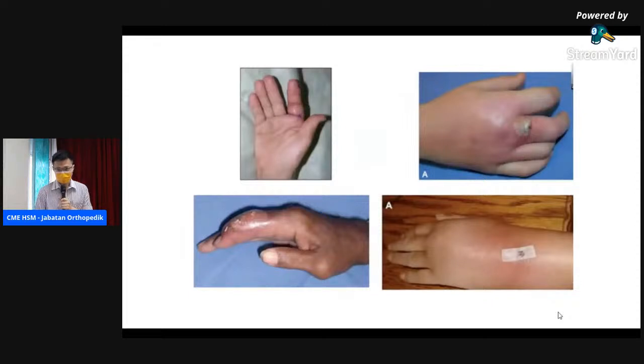Hand infections are one of the many conditions that we encounter very frequently, and we are quite confident to have them treated and get a good outcome from. However, not all of these are hand infections. Our aim is to be able to recognize which one is and which one is not a hand infection.